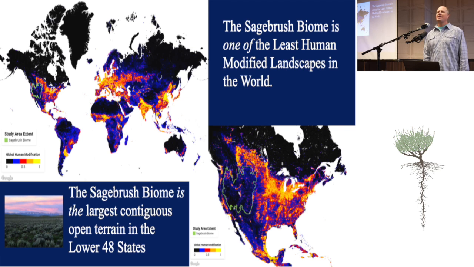The sagebrush biome is one of the least modified landscapes in the world. If you look at the green area right there, that's the sagebrush biome. Places that have less human disturbance than what we're talking about today are places like the boreal forest, Siberia, the Australian outback, the Amazon jungle. So it's one of these wild places where we can actually get out and get away. In the United States, it is the largest continuous open terrain. And if you look at the human modification values for the biome, our lower 48 on average is a full third of just the average. So this is one of the last best places out there.